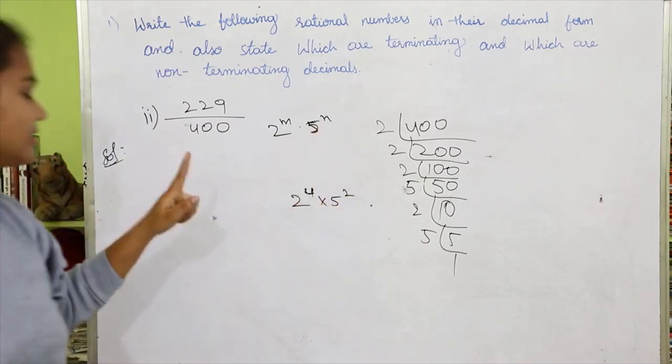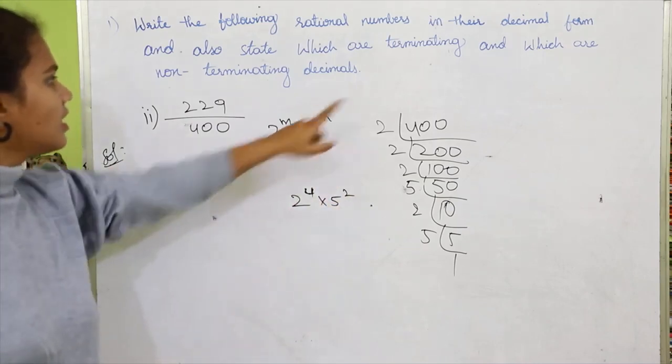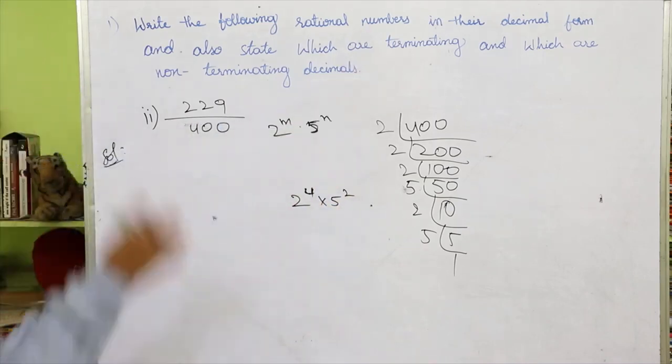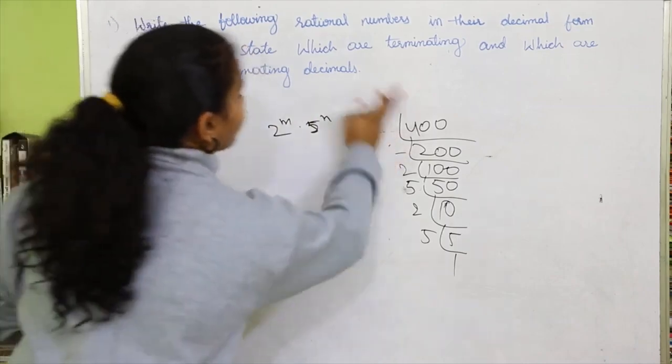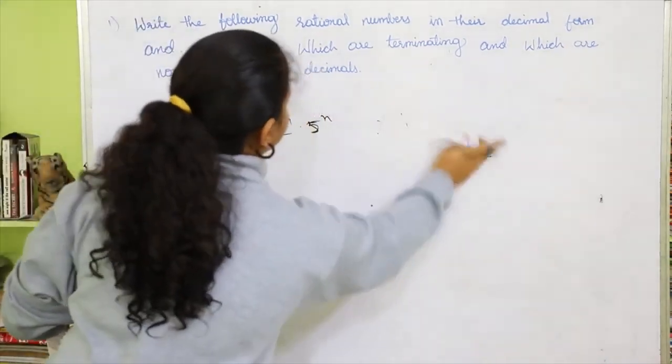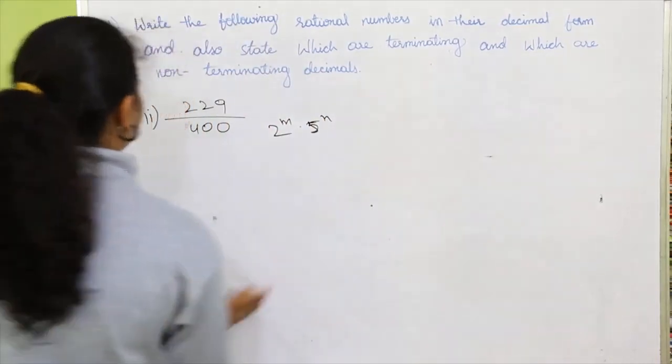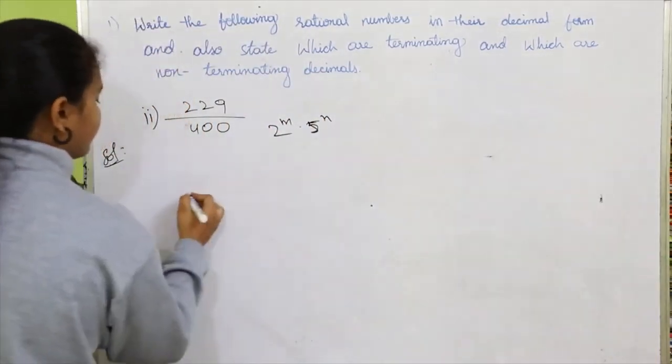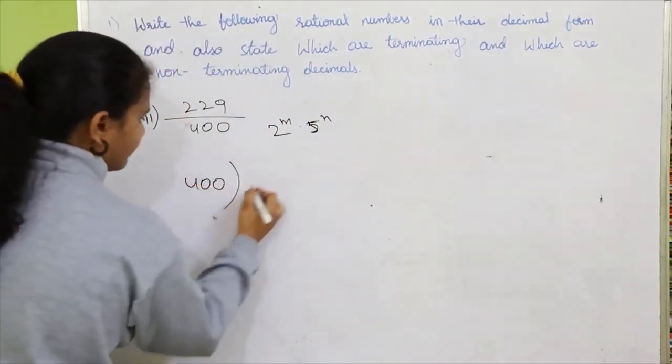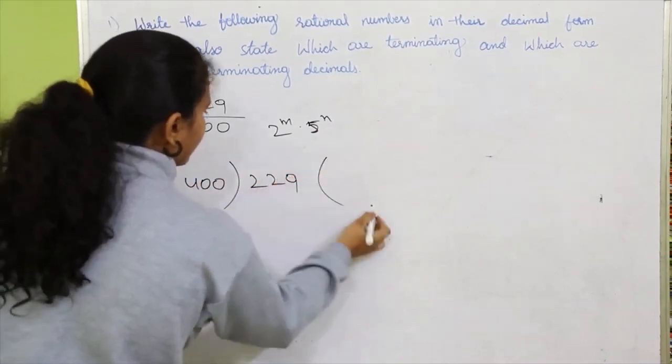So therefore, what would I say? Therefore, this is a terminating decimal. I will show you. You make the division process, okay? Division process, like 400, where 400 becomes divisor and 229 becomes dividend. Now you go with it.